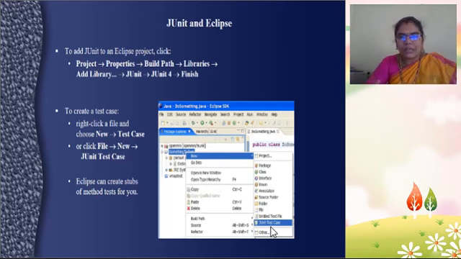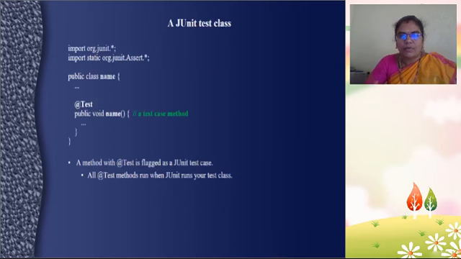To create a test case, the users are going to write the test cases for their own program codes. To do that, right click a file and choose new test case, or click a file and create new. In that give JUnit test case, that is discussed here. Eclipse can create stubs of methods that test you. JUnit test list. Imagine that we are going to import library functions, import org.junit. This is the library function which includes unit testing, import static org.junit.Assert. So both are available in the library files.